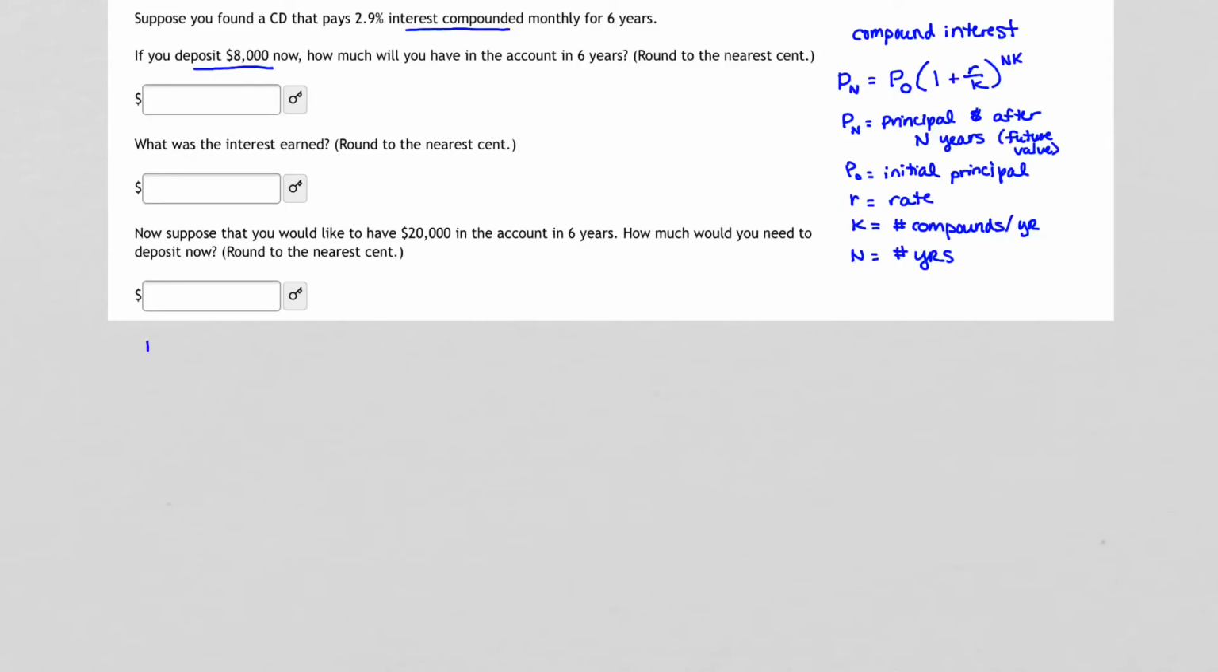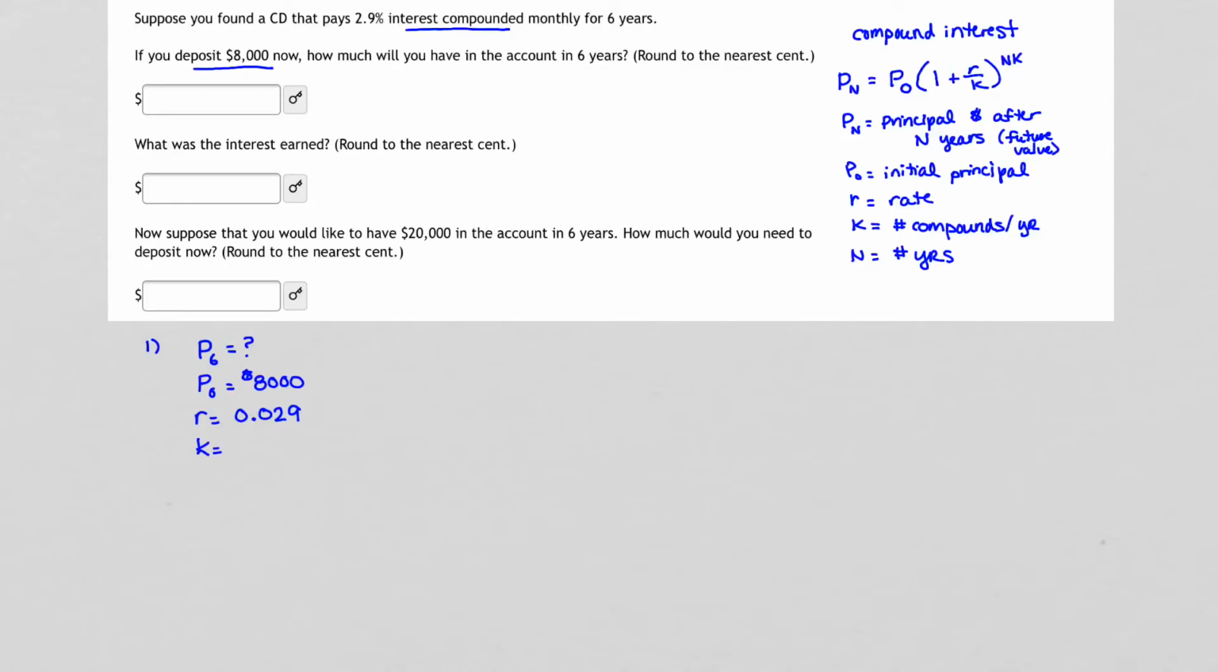First part, if we deposit $8,000 now, how much will we have in our account in 6 years? What are we looking for? Well, we're looking for the amount in our account in 6 years, or our principal after 6 years, our future value after 6 years. This is what we're searching for. And what are we given? Well, we're given that our initial principal, or the money we're putting in our account now, is $8,000. We're also told what our interest rate is. Our interest rate is 2.9%, or 0.029 if we convert to a decimal.